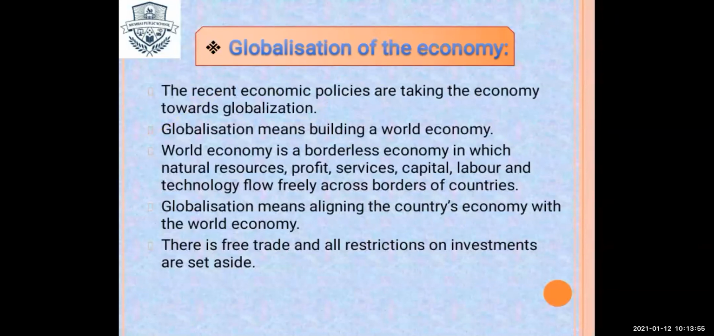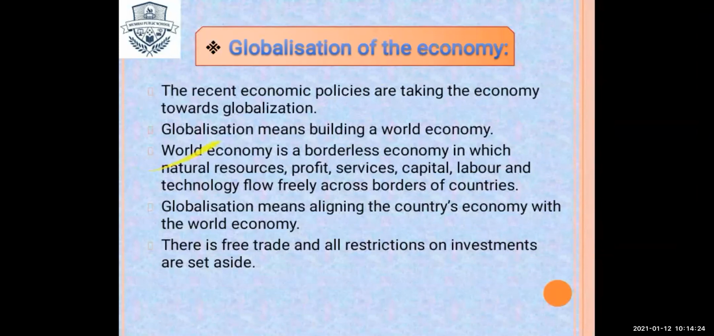Second point, globalization means building a world economy. The second point tells us that globalization means building a world economy. If a particular product is being produced and manufactured in the whole world, then in that case, we are talking about the world economy.